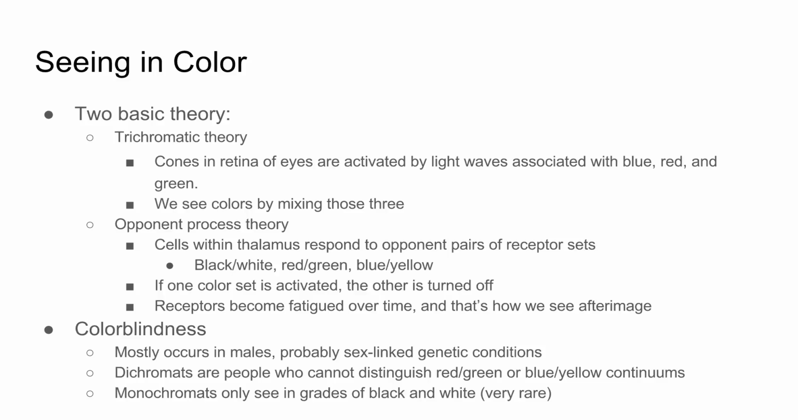And then there are two different types of colorblind people. There are what are called dichromats, and these are people who can't distinguish between either the red-green or blue-yellow continuum, so they don't pick up on those differences. You'll often hear people called red-green colorblind or blue-yellow colorblind. Red-green is the more common. The other type, total colorblindness, are what we call monochromats, and they only see in shades of black and white. This is a super rare condition. Most people are just red-green or blue-yellow colorblind, not monochromatic.